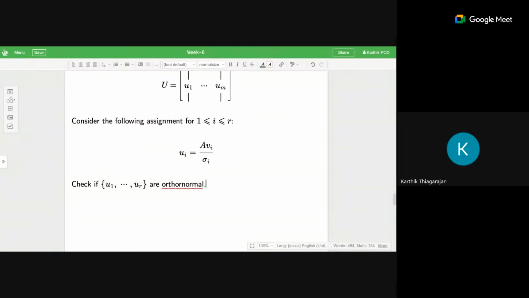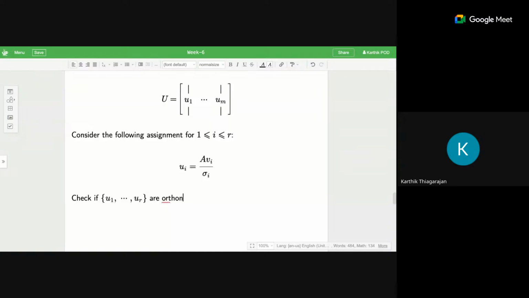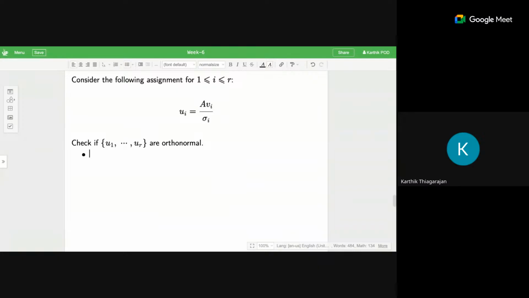We'll then worry about how to get UR plus 1 to UM, but first we'll worry about this part. So you have to check if they are orthogonal first. Okay. So what is Ui transpose Uj? It is A Vi transpose A Vj by, what will be in the denominator? Lambda i.